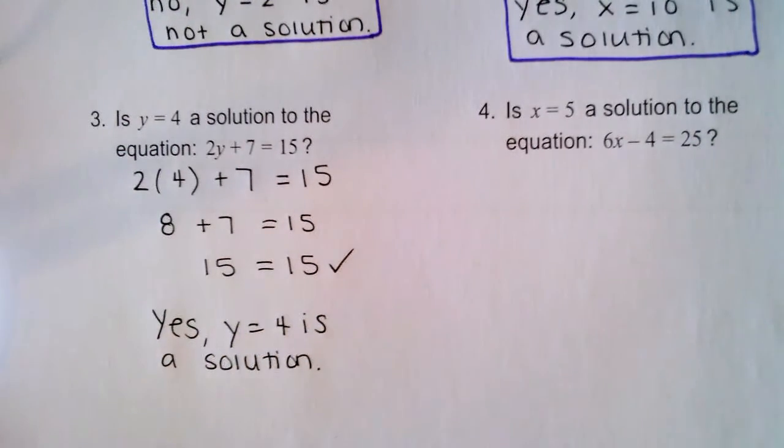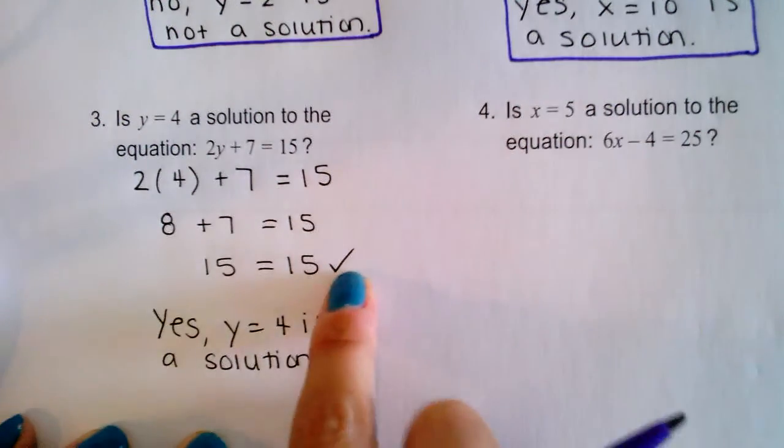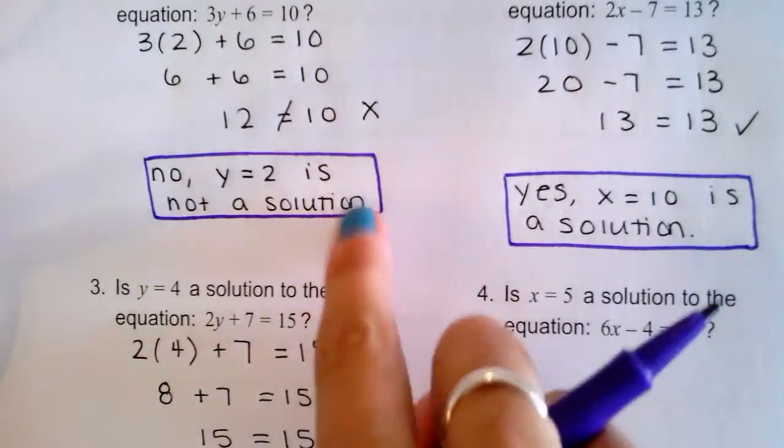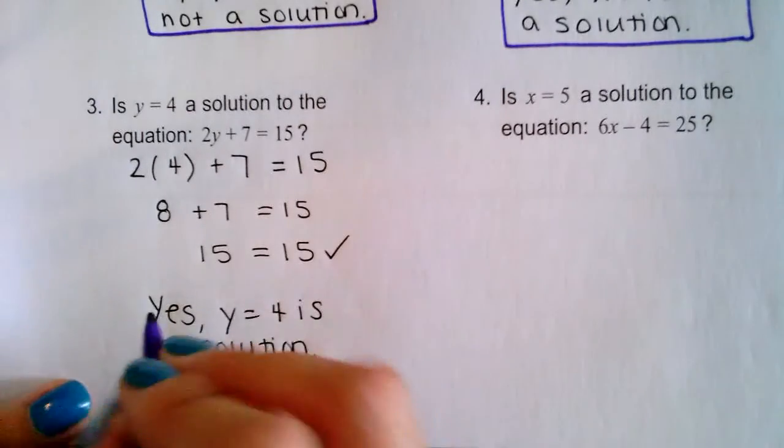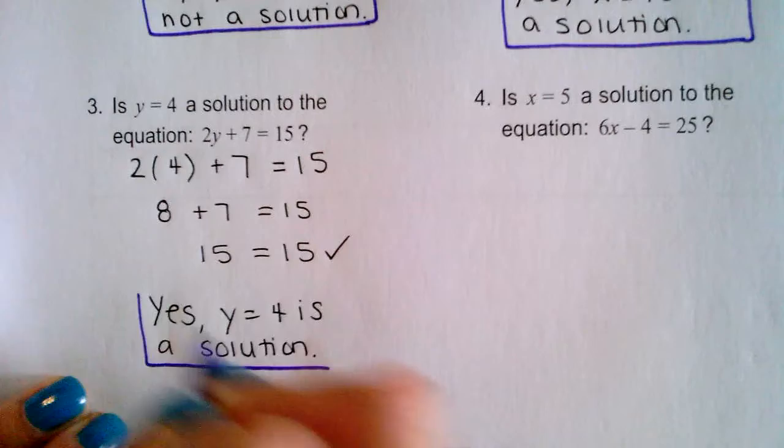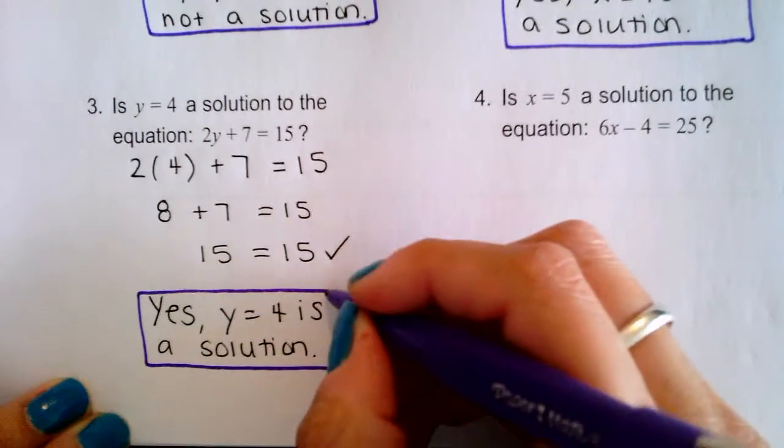So your only 2 options for answers here are either yes or no, and your work is what's going to prove it. Get a true statement, it's a yes. Get a false statement, it's a no. There's no in between, and there's no maybe. It's just either yes or no, and your work is going to prove that for you.